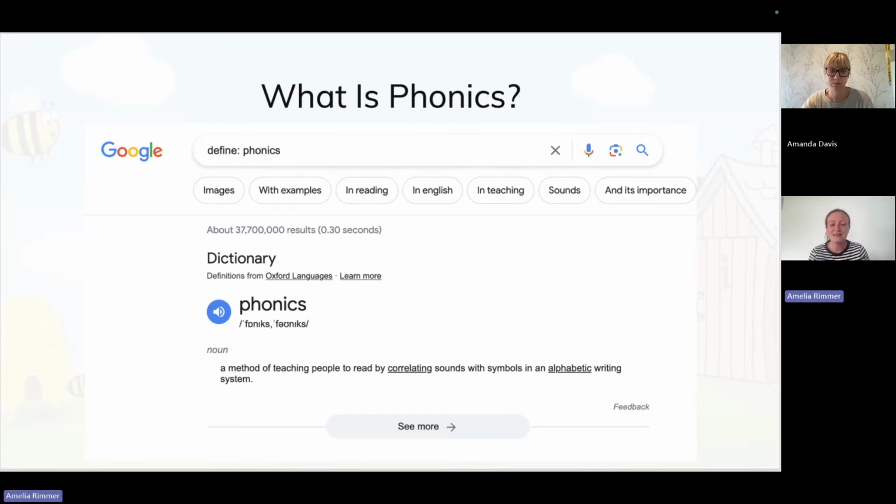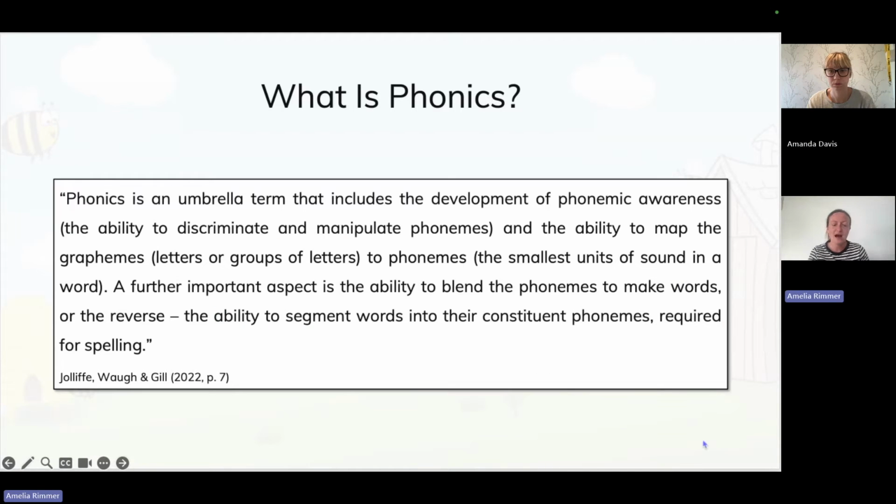Now, this is an all right definition to start us off, but there are a couple of problems with it. One of which is that it just talks about reading rather than writing as well. And also it talks about it being a method, but actually phonics is a big body of knowledge that we all need to understand to access our reading and writing system. I much prefer this definition.